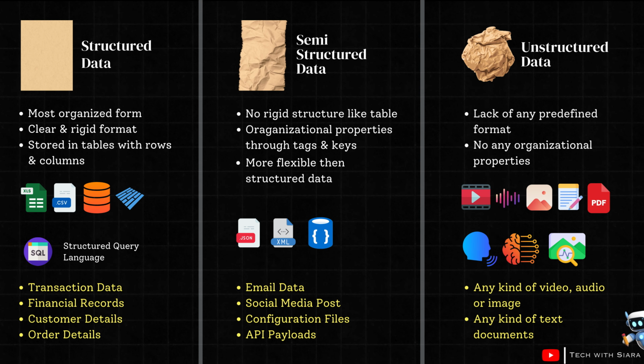Let's recap. Structured data is highly organized, easily searchable, uses a predefined rigid structure, often stored in spreadsheets, CSV files, or relational databases. Semi-structured data has some organization through tags or keys, is more flexible than structured data, and is often stored in JSON, XML, or NoSQL databases. Unstructured data, having no predefined format, requires specialized processing techniques. Examples include images, raw text, video, and audio.